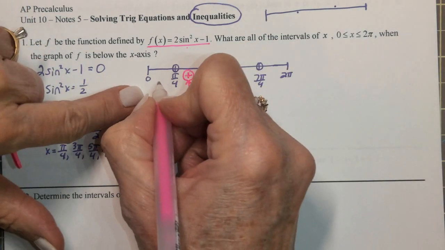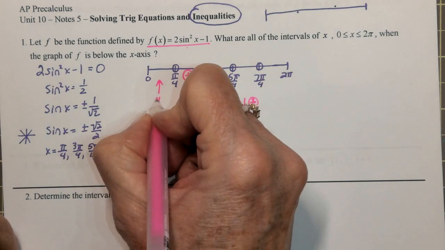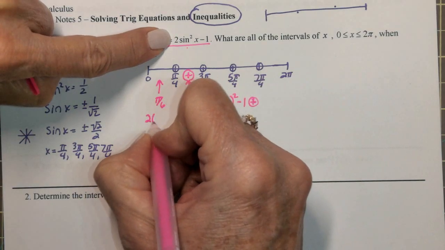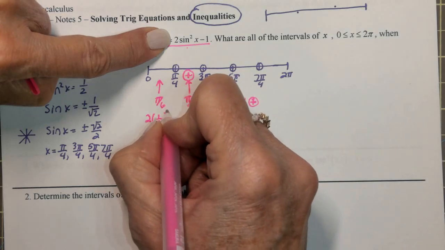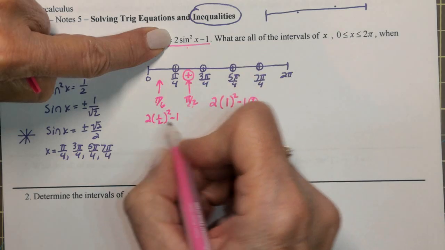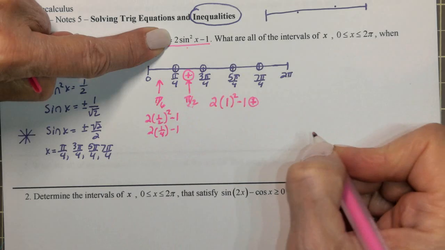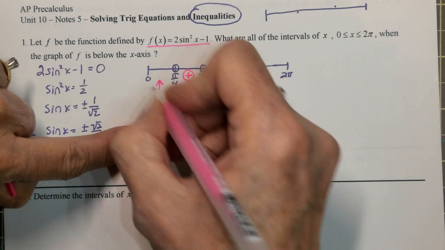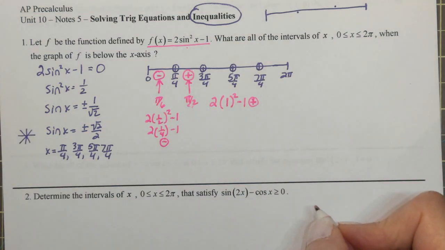What is a nice value in here? Well, a nice value in there is pi over 6. So I'm going to do the same thing. Sine of pi over 6 is 1/2, and then I'm going to square that and then subtract 1. That's going to be 2 times 1/4 minus 1. That's 1/2 minus 1. That is negative. So this section here is negative, and that's pretty much what I expected.